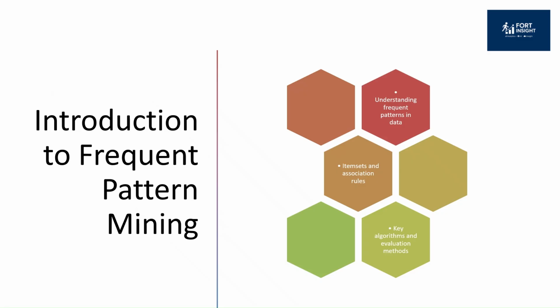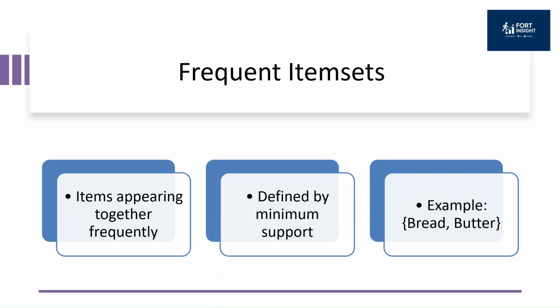Frequent pattern mining is concerned with identifying combinations of items or events that occur frequently together. In real-world scenarios such as retail transactions, these patterns reveal customer purchasing behavior. This slide sets the foundation by introducing the key concepts that will be discussed, including item sets, association rules, and the algorithms used to efficiently mine these patterns from large data sets.